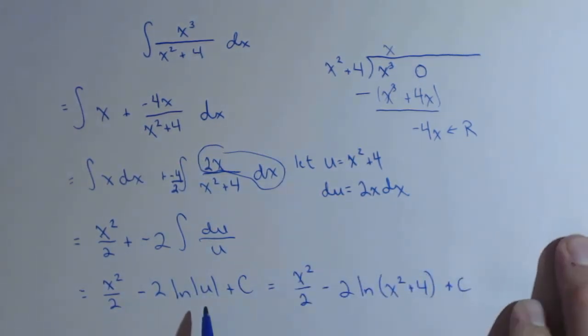And you may notice that I've dropped the absolute value signs. Well, x squared plus 4 will always be positive, so I don't really need them here.